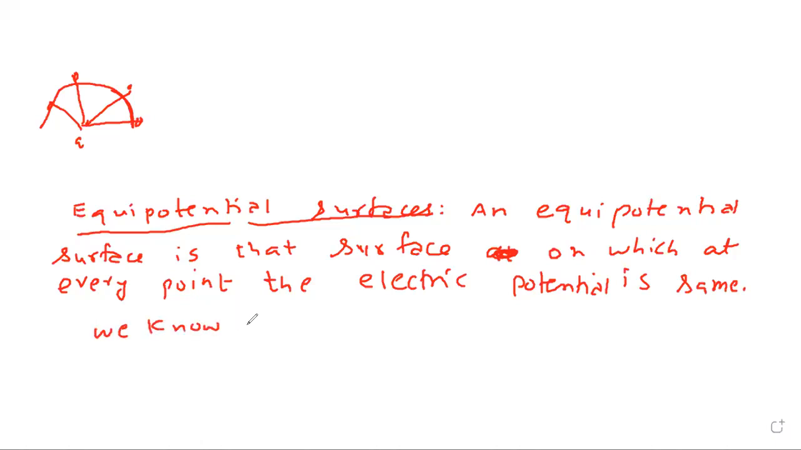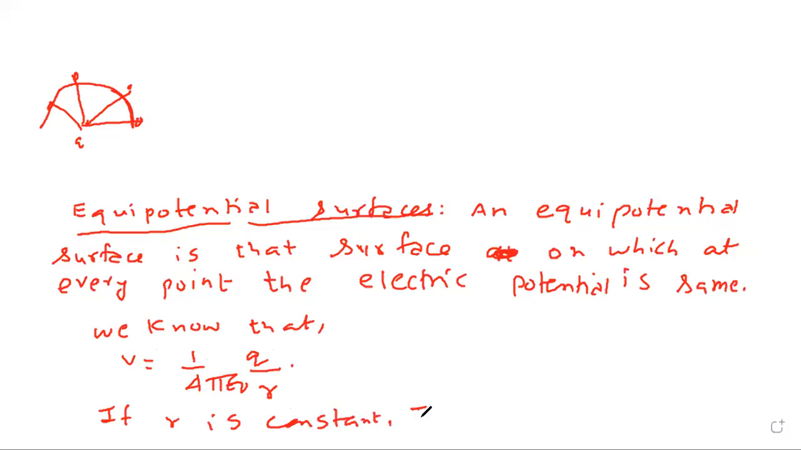We know that V equals 1 upon 4 pi epsilon naught Q by R. If R is constant, R means distance, then V is constant. That means same. Okay, write these 2 lines, because now we have to draw the diagram for the equipotential surface. So if R is constant, then V will be constant.